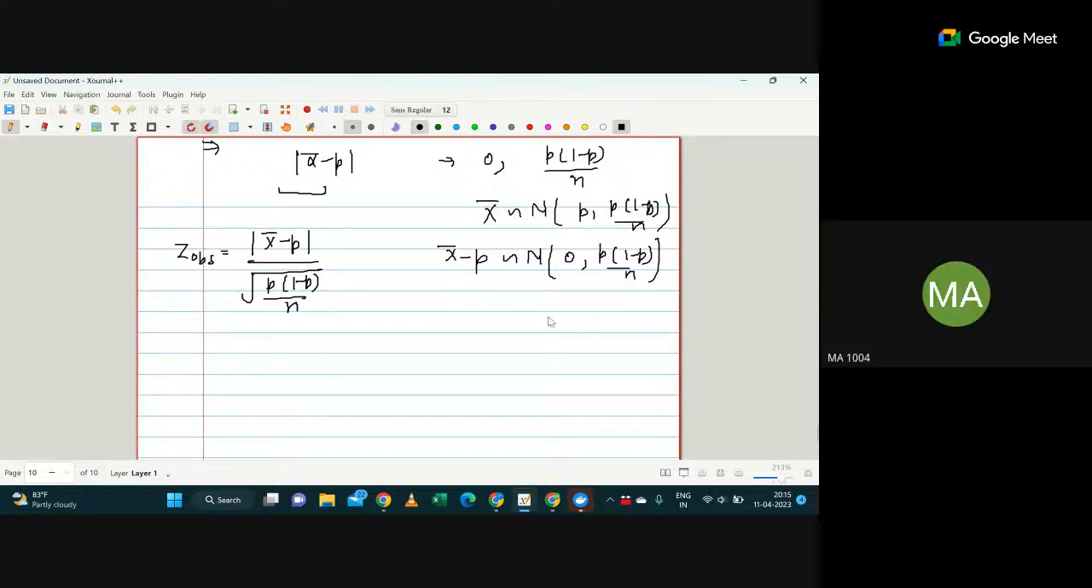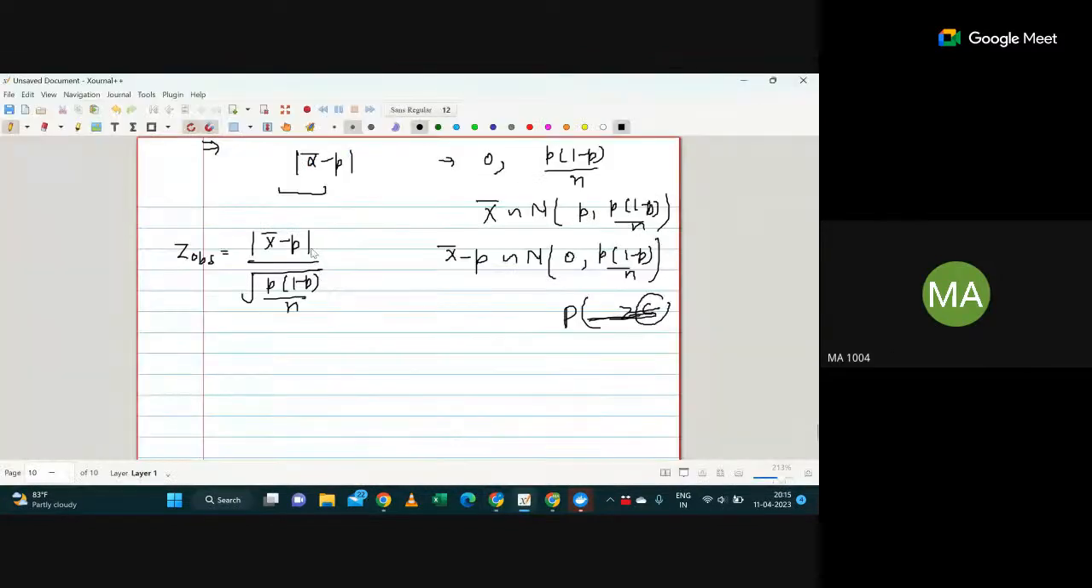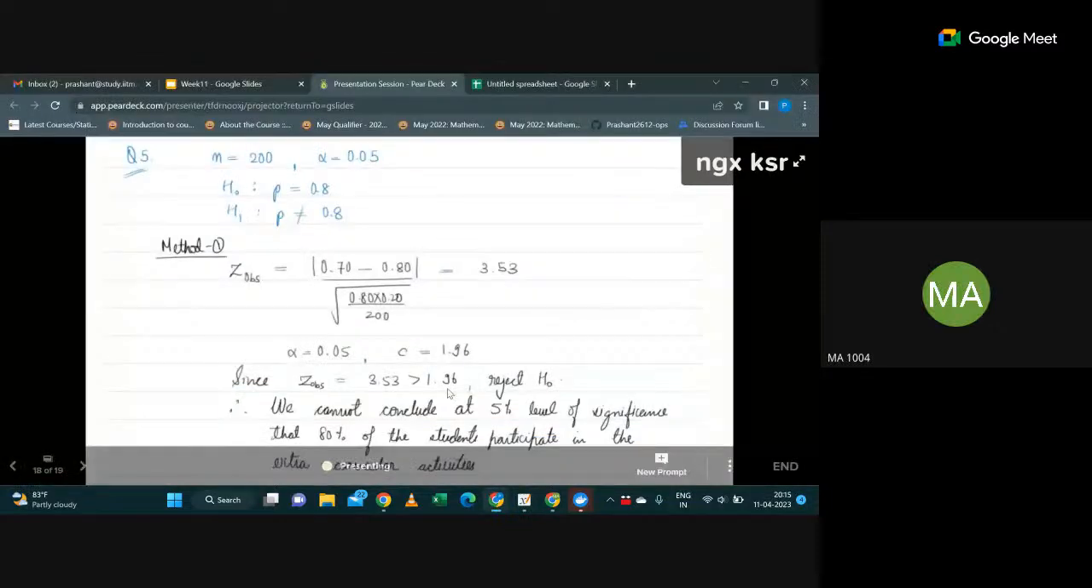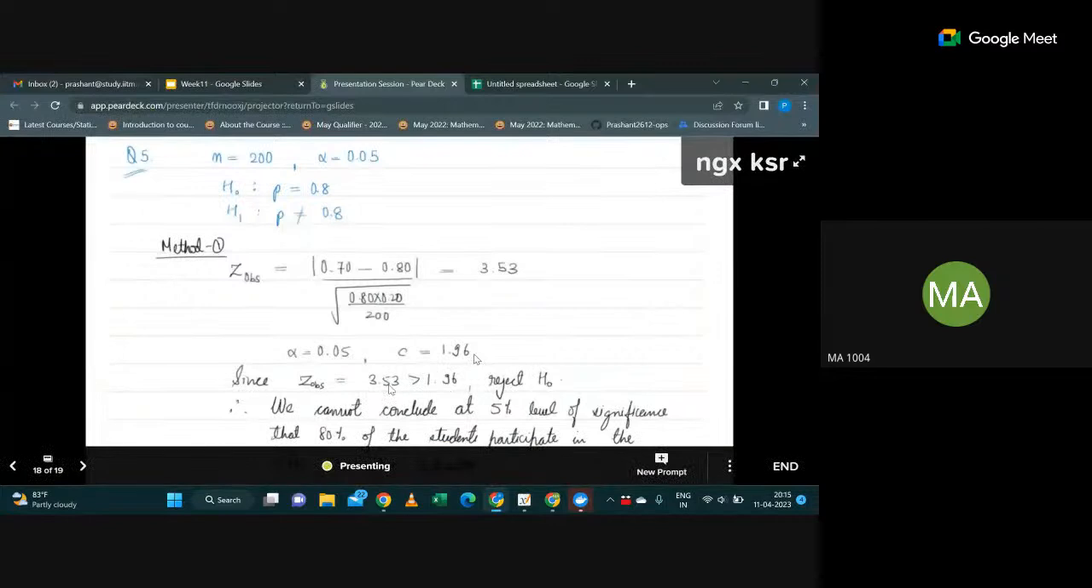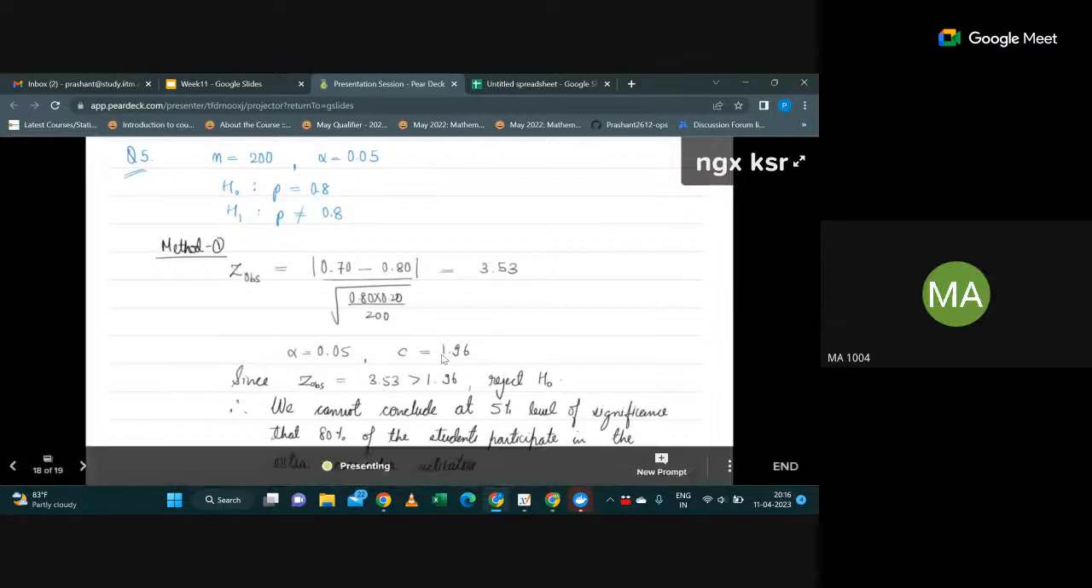This is something we are doing by comparing z greater than something, on the left hand side. So we can directly compare, because in method 2 we are comparing this value at the last, correct? We can compare this value in the initial also. So it's 0.7 minus 0.8 divided by some value. Now z observed is 3.53. Since it is greater than 1.96, at 5% level of significance the critical value is 1.96. It's the standard procedure. At 5%, what is your critical value? At 1%, what will be your critical value? So you can directly compare also, or else we can proceed like this.